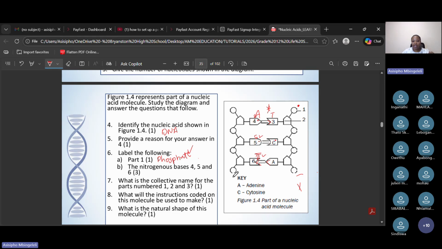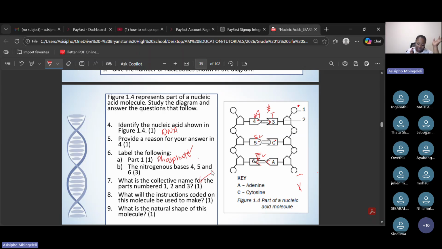What is the collective name for the parts numbered 1, 2, and 3? I need to see your hands. Mohau? We are at question 7, right? I wrote nucleotides. Perfect. Nucleotide. Is there anyone else with a different answer that wants to check if their answer is correct or not? Nucleotide it is. All right, so 7, we are done.